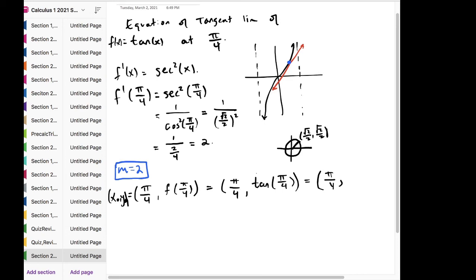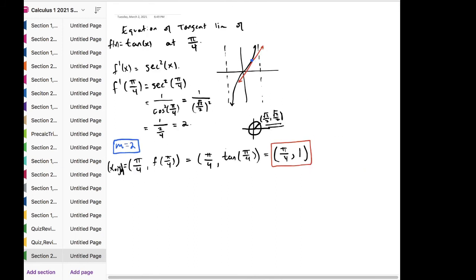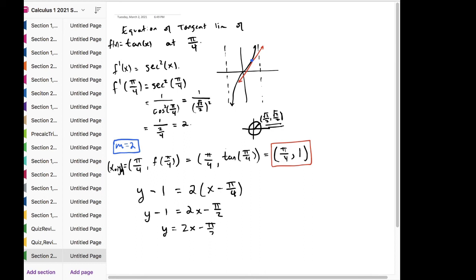Yep, it's 1. Right, that's why pi over 4 is such a nice angle, because the tangent is 1, because sine and cosine are equal. Okay, so what is the equation? It's y minus 1 is equal to 2 times (x minus pi over 4). So y minus 1 is equal to 2x minus pi over 2. y is equal to 2x minus pi over 2 plus 1.